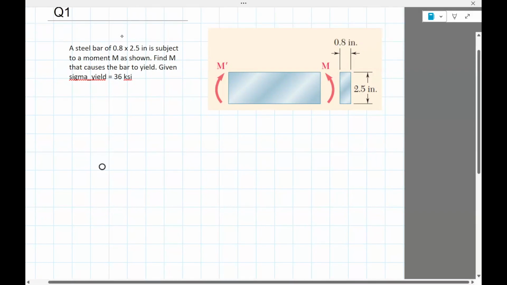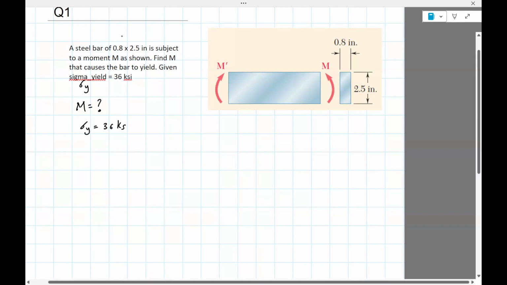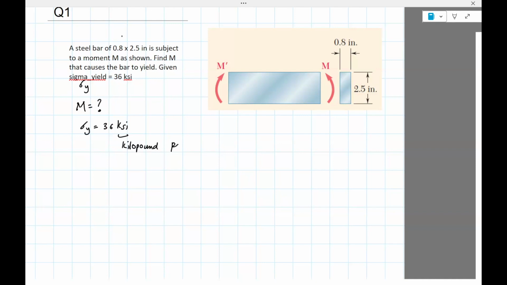Okay, so beam subjected to bending moment M. What we're given is the dimensions of the beam, and we need to compute M that causes the bar to yield, and we're given sigma y, is 36 KSI. Is kilo pound per square inch.